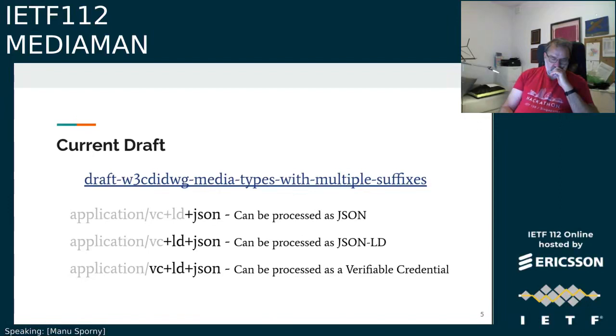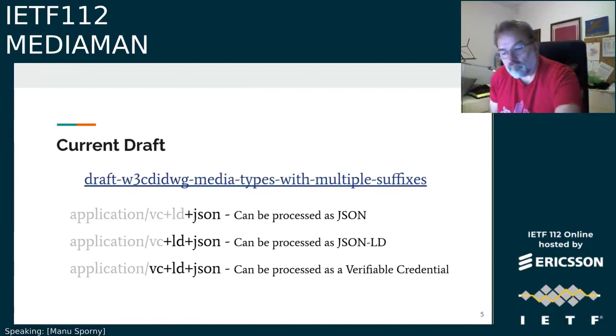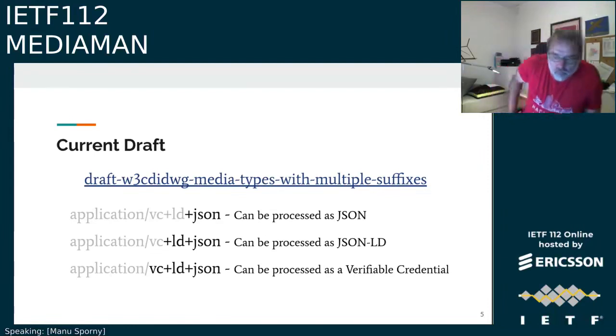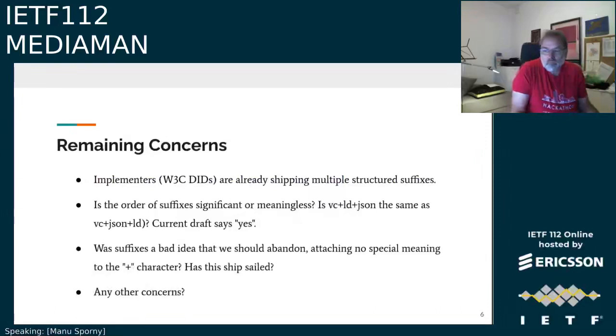So the current draft basically says that's the way you interpret multiple plus signs in a media type. And of course, there are concerns around this. One of the concerns here is that the W3C DID working groups are already shipping stuff with multiple plus signs. It doesn't mean that we can't go back and tell them, stop doing that, that's bad, do something else. But right now there's software that's implemented. Nobody has screamed that anything's broken on them yet, but clearly it doesn't have super broad deployment.